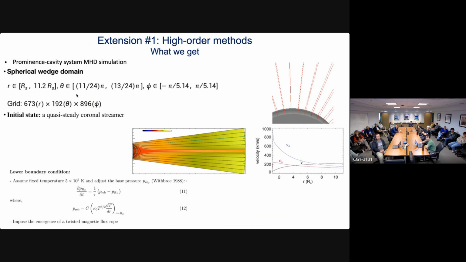And here we show an application of MFE simulation of the prominence cavity system. The simulation is done in a spherical wedge domain. The initial state is a quasi-static corona streamer. We assume a fixed temperature and adjust the base pressure according to a radial one-dimensional equilibrium relationship, and impose the emergence of a twisted flux flow at the lower boundary as a lower boundary condition.